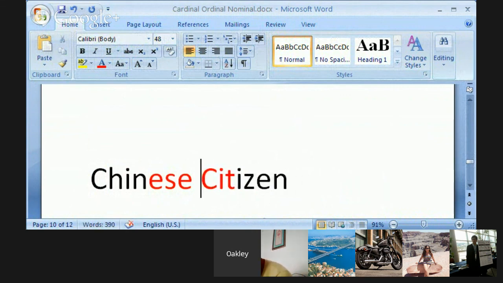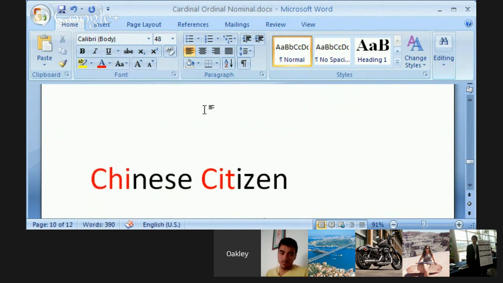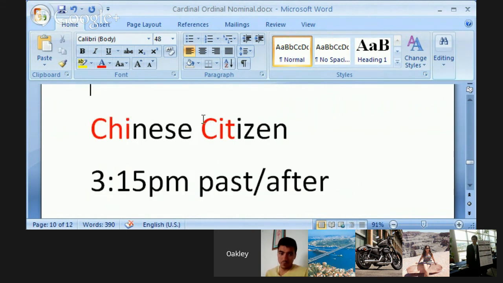So we change the stress around. Instead of Chinese, we say Chinese citizen. I just wanted to show you that to point out it's not just numbers that you will hear this happen. It happens in English whenever we try to push together two primary stress syllables. It just doesn't work in English. It destroys the rhythm. So that's what we do. We move the syllables.